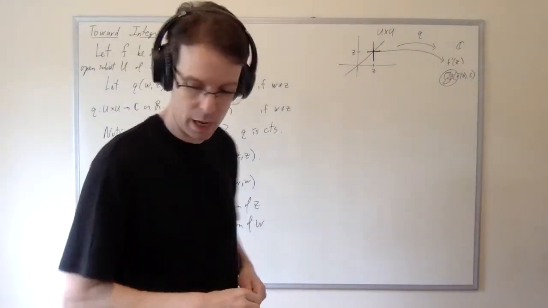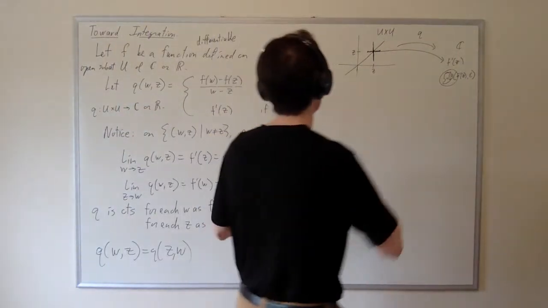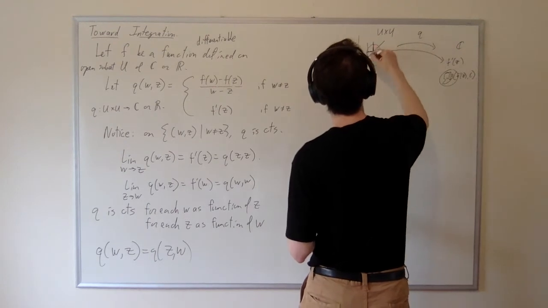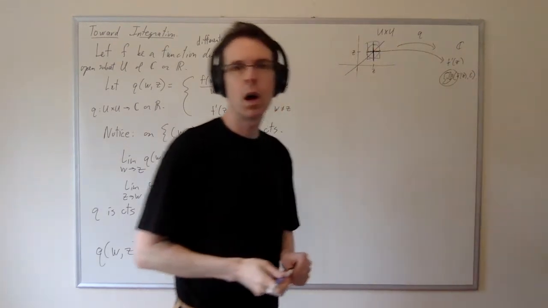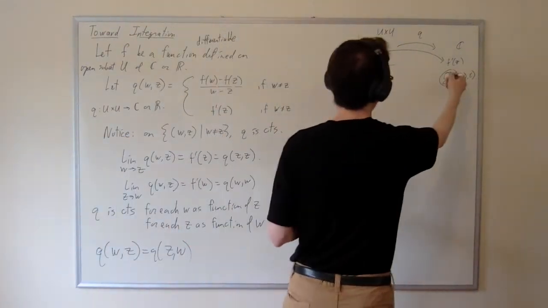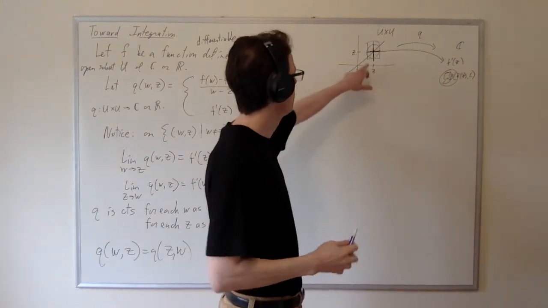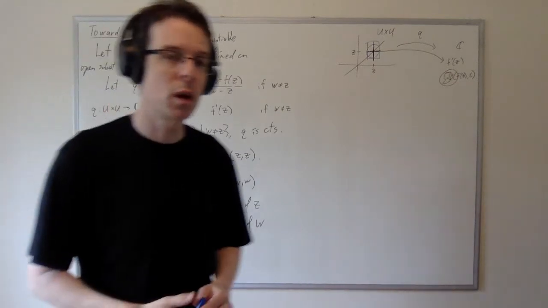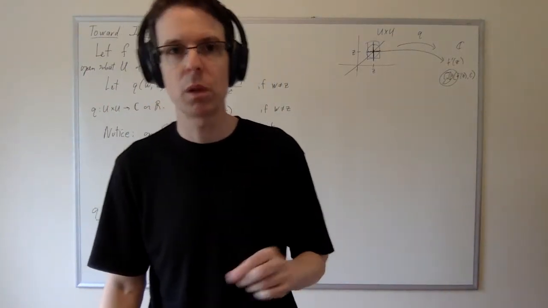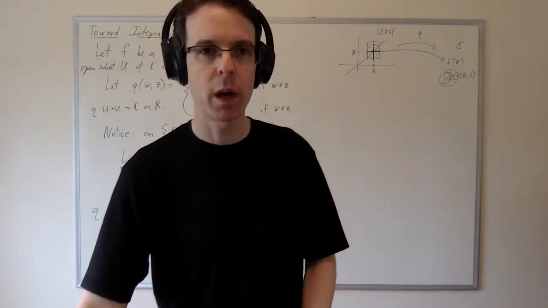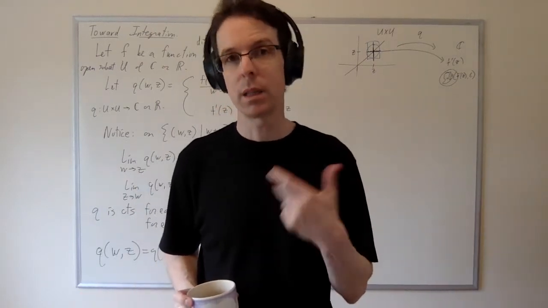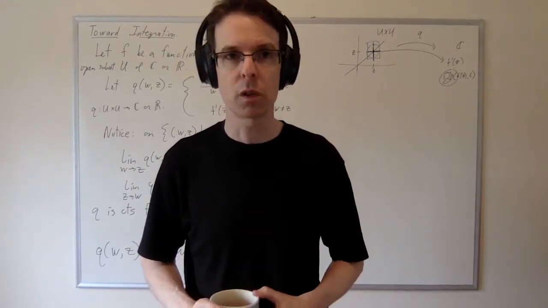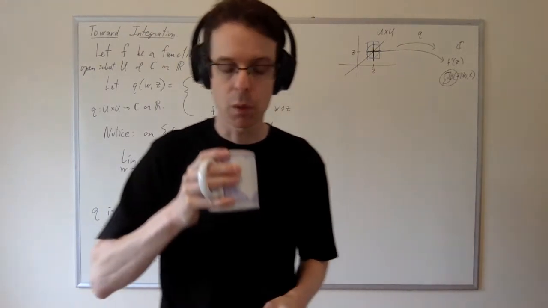But that's not the same as saying that there is a ball here or a rectangle here, which maps into the same. And that is what we would need in order to assert that q is a continuous function of two variables. And so, yes, it's continuous in each variable for fixed values of the other, but it's not yet known to be a continuous function of two variables. And that's something that we'll need to work on.